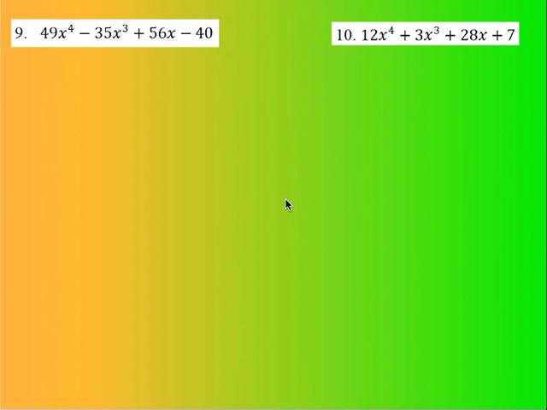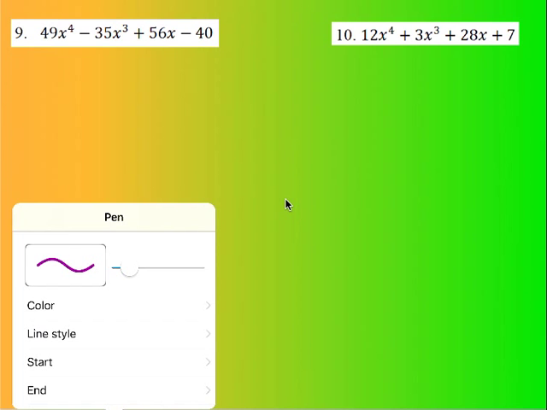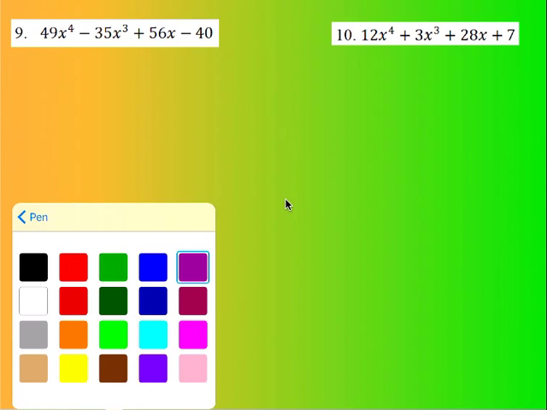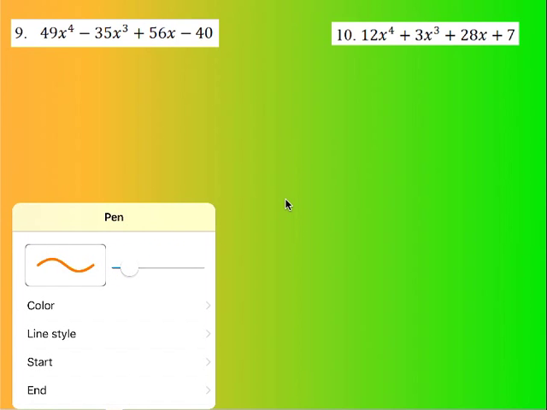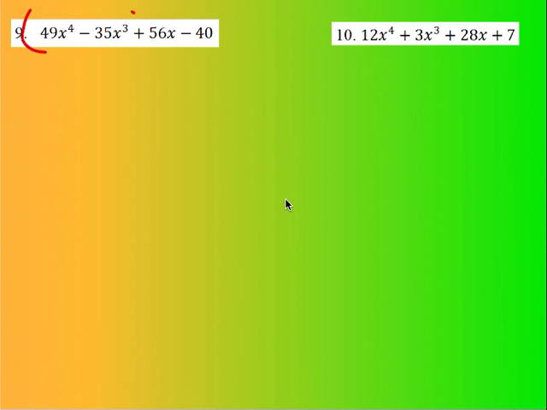Now, let's take a look at number 9. So first of all, there's no greatest common factor. So we can go ahead and just jump right into factoring by grouping. So when we do that, I'm going to make my two groups. Between 49 and 35, I can take out a 7. Between x to the 4th and x cubed, I can take out x cubed. So 49 divided by 7 is 7. x to the 4th divided by x cubed is just x. Negative 35 divided by 7 is just negative 5, and your x cubed terms are going to cancel.